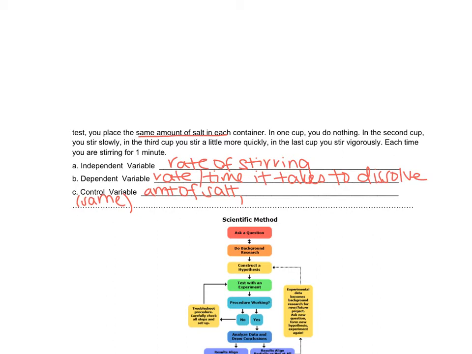Now, it doesn't specifically say this, but we would want to make sure that the amount of water would also be the same. We would want to make sure what we're using to stir is the same, so the stirring rod, and then making sure that the actual cups are the same size as well.